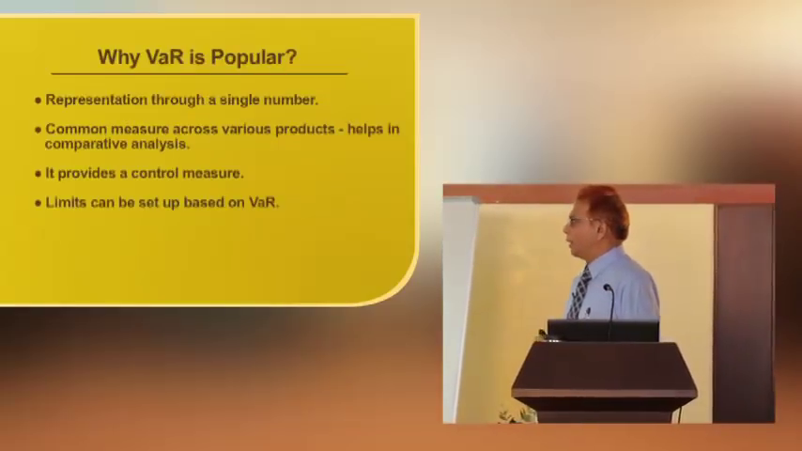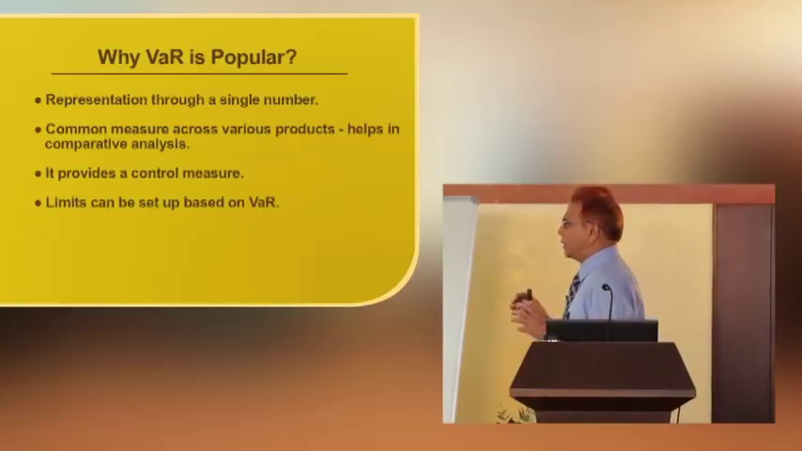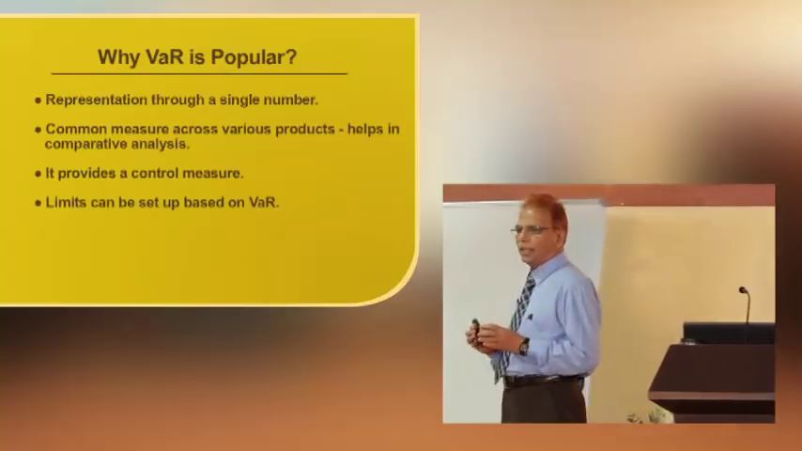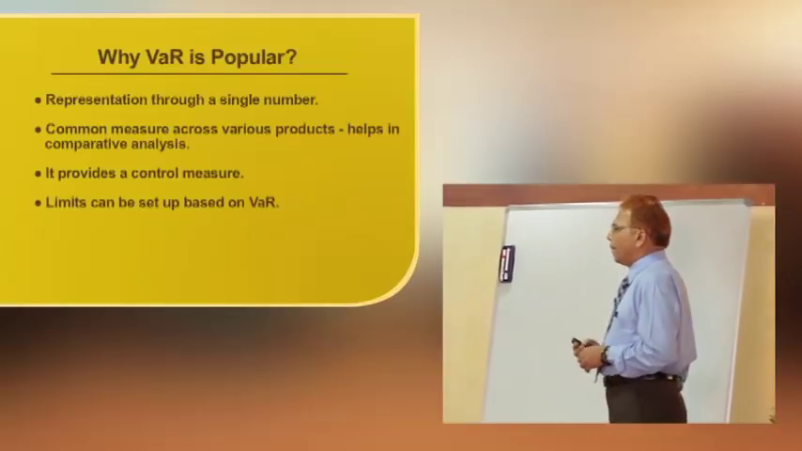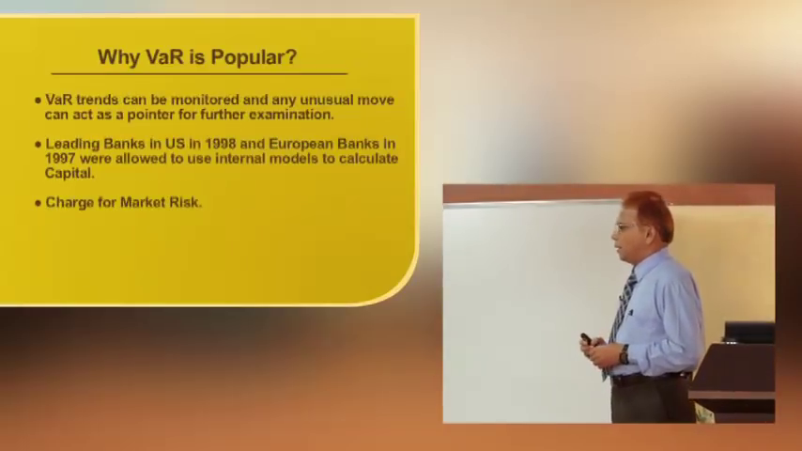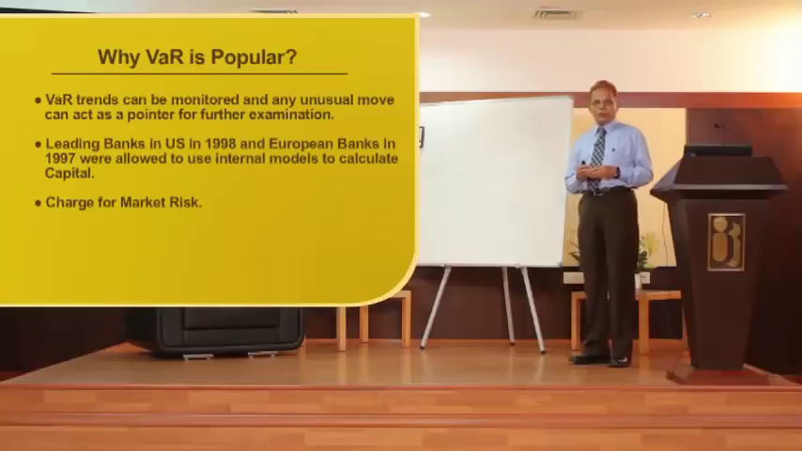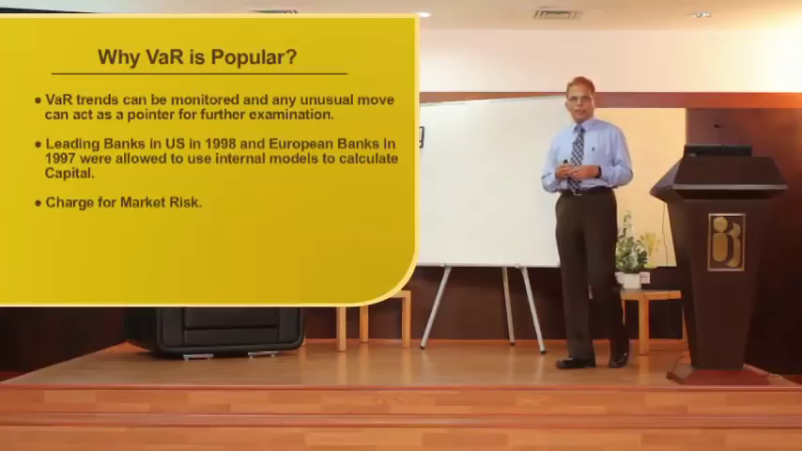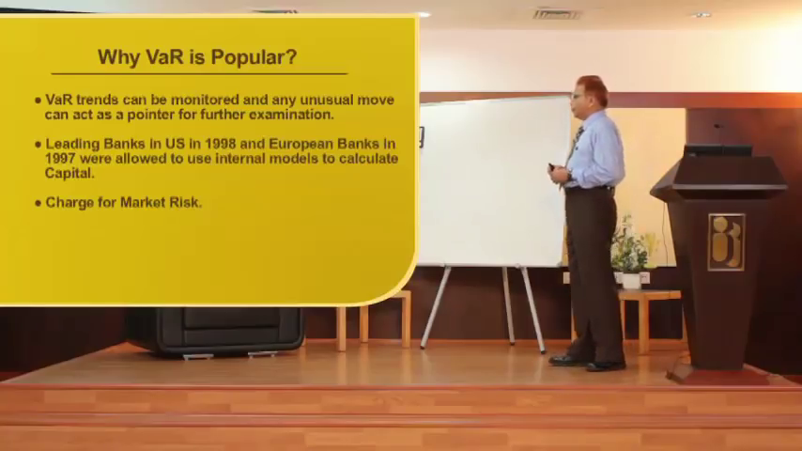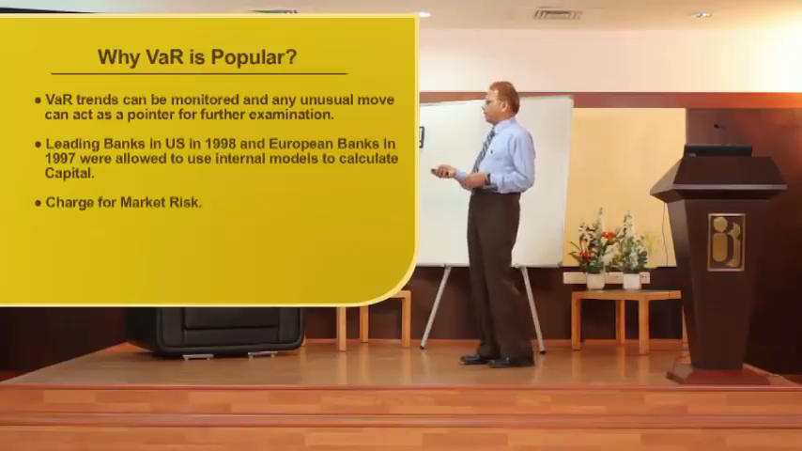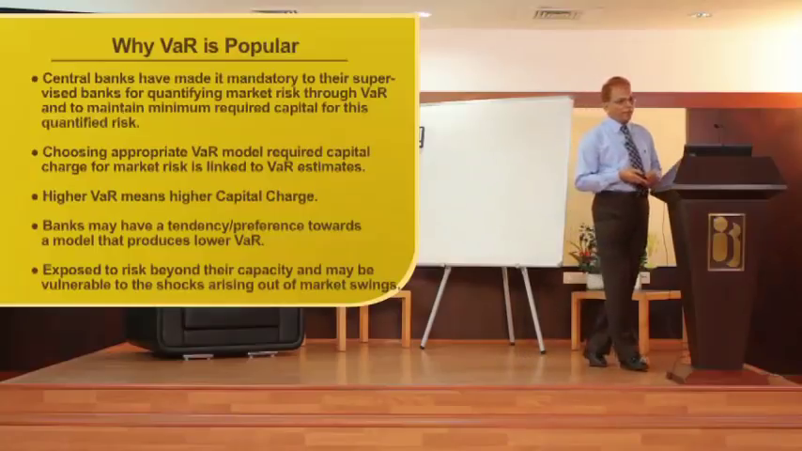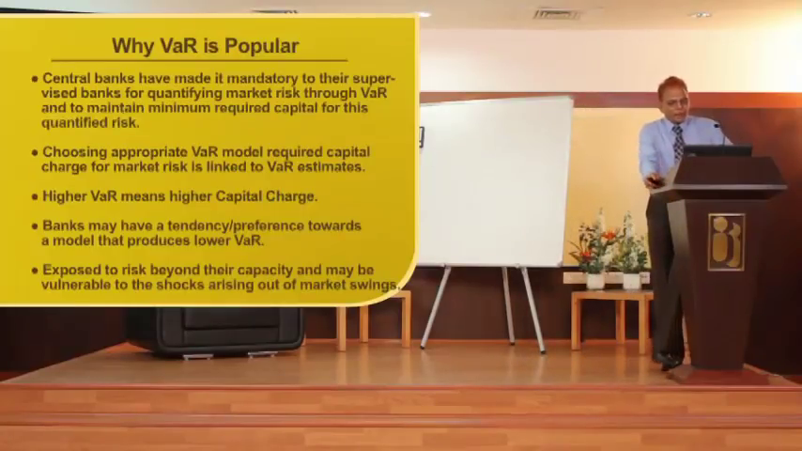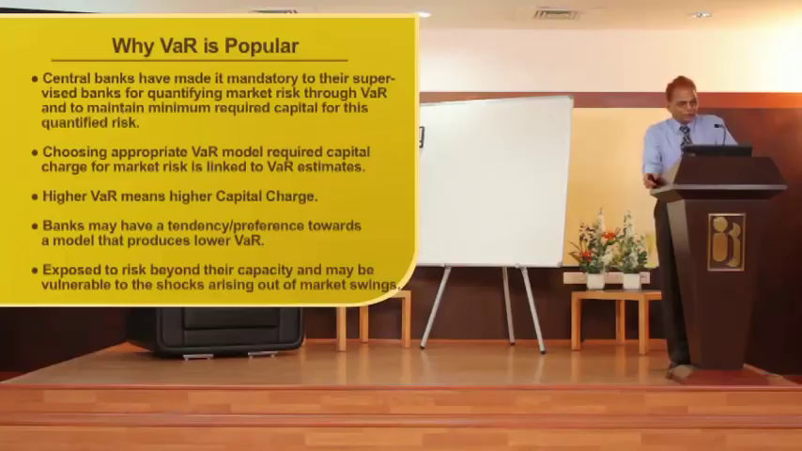Why is VAR popular? Because it represents the risk with a single number rather than giving different risk factors, estimating them individually, and then aggregating. And it works as a very important comparative when you are comparing two portfolios. By knowing the VAR number, we know which is more risky. And it is used for market risk computation. In fact, the central banks have made it mandatory for most of the banks to use the VAR measure for quantifying the market risk.